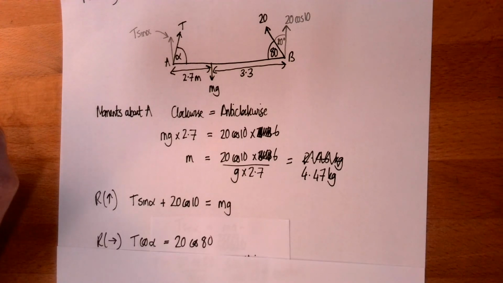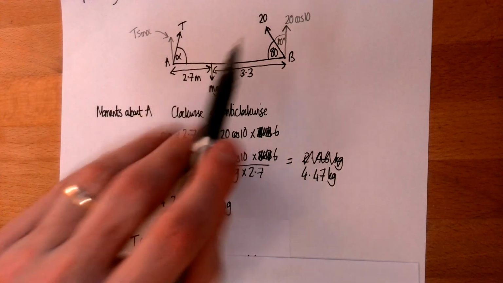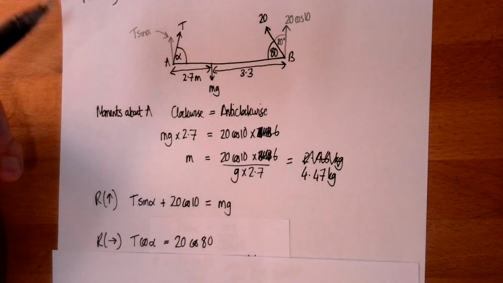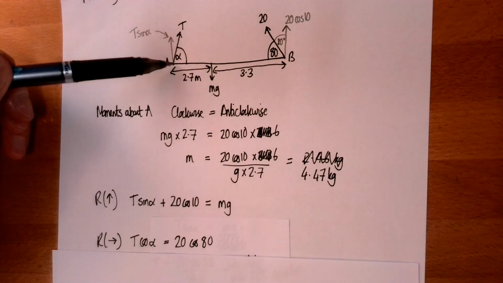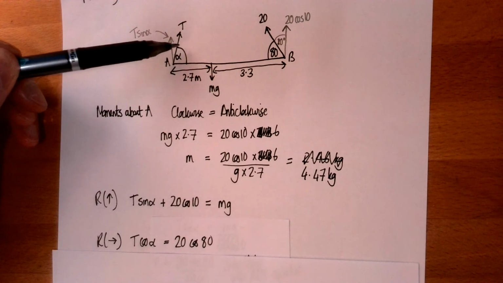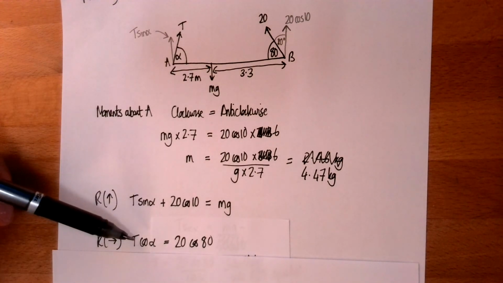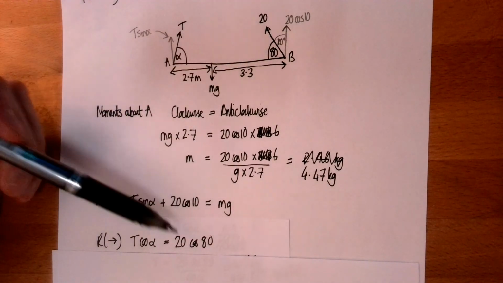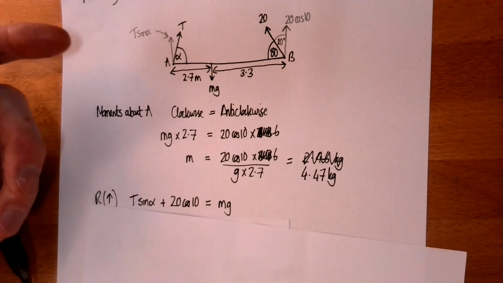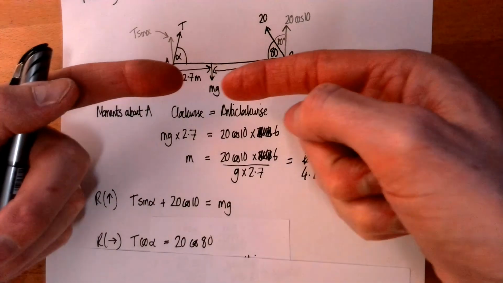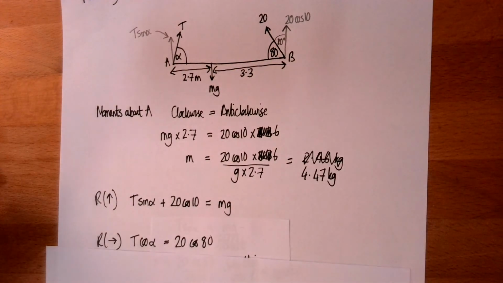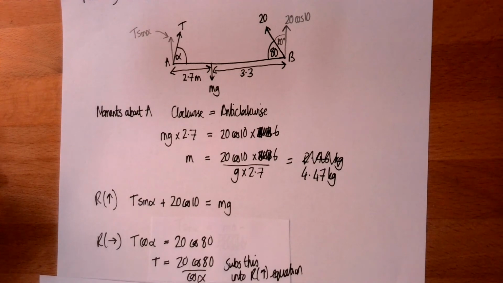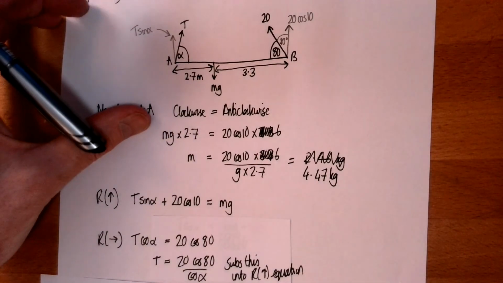you resolve horizontally as well. So forces going this way must equal forces going that way because it's in equilibrium. And there is a horizontal component of this force, which is T cos alpha. And there is a horizontal component of this force, which is 20 cos 80. They are the components pushing in on each other, and they must be the same. And it's quite easy to rearrange that as a T equals equation.